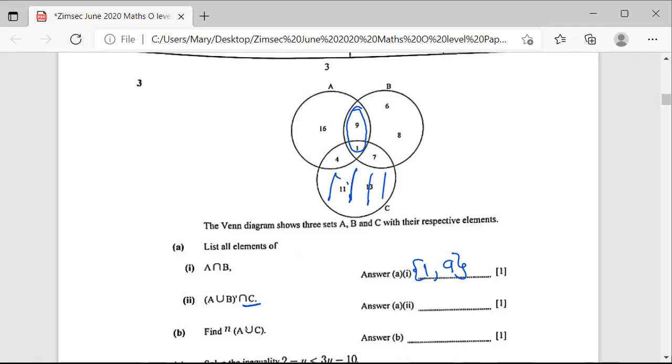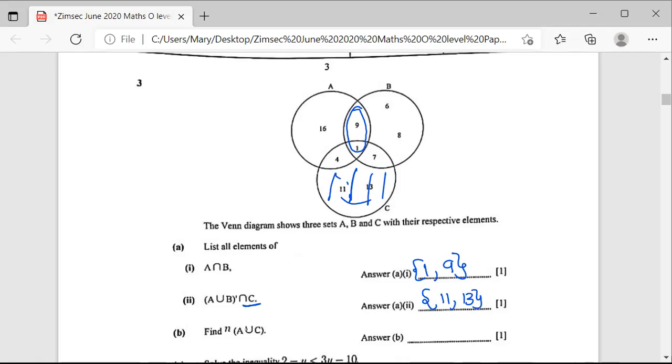13. But we want the numbers that are not in A or B complement, which is this one, intersection C. So it's that region also. The numbers that are in A union B complement is this one. But at the same time, they must be in C. So it's 11 and 13. And 30.